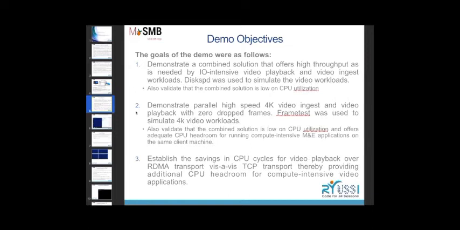The second goal was to demonstrate parallel high-speed 4K video ingest and video playback with zero dropped frames. We used a frame test to simulate 4K video workloads. For this goal also, we validate that the combined solution is low on CPU utilization. Finally, we also established the savings in CPU cycles for video playback over RDMA transport versus TCP transport, thereby providing additional CPU headroom for compute-intensive video applications.